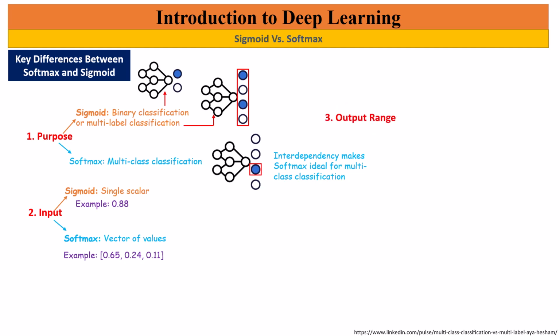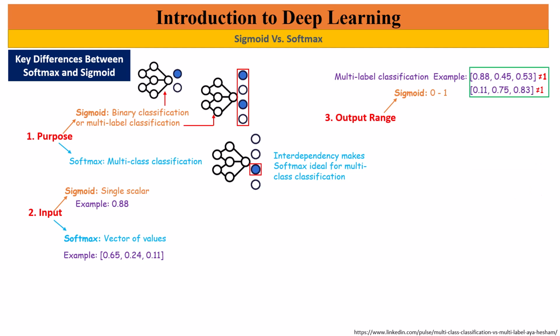3. Output range. Sigmoid outputs values between 0 and 1 for each class independently. For example, in case of multi-label classification, output of each neuron is independent and may not equal to 1. For example, sum of these outputs is not equal to 1. Softmax also outputs values between 0 and 1, but ensures the sum of outputs across all classes is exactly 1, making them true probabilities. For example, the outputs 0.65, 0.24, 0.11 add up to 1.